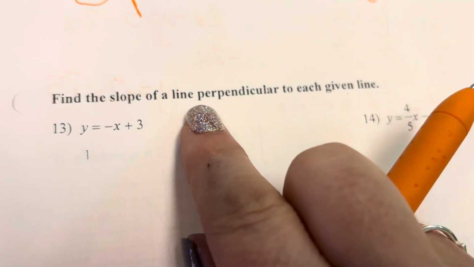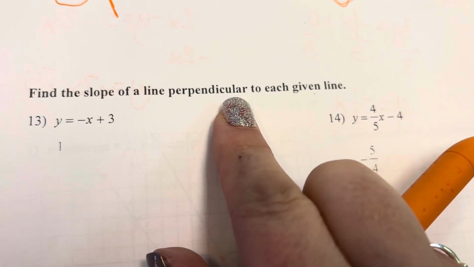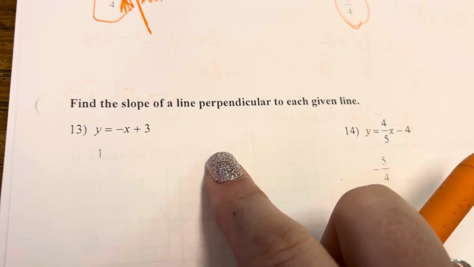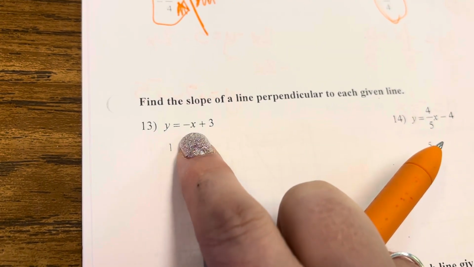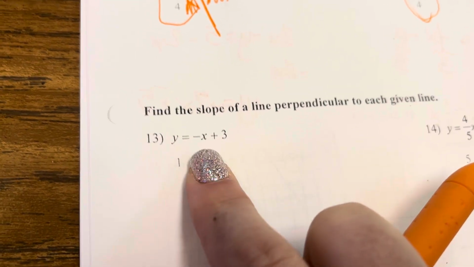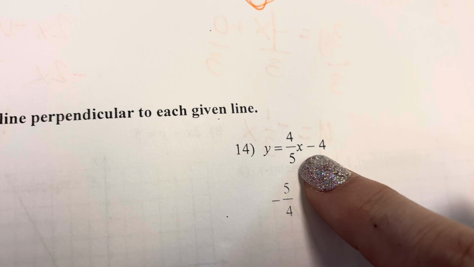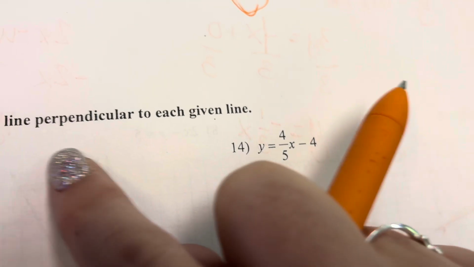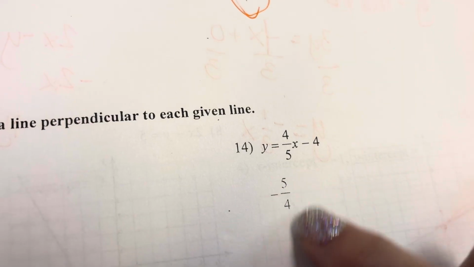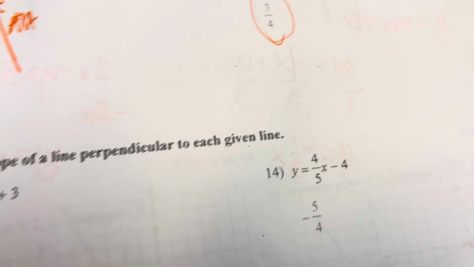Find the slope of a line perpendicular. That means it's the opposite reciprocal. So if my slope here is a -1, the opposite reciprocal is a +1. And if my slope over here is a +4/5, then my answer is a -5/4. This is the opposite reciprocal.